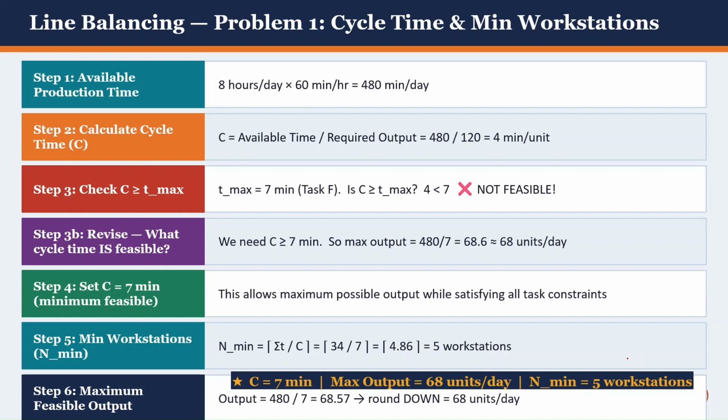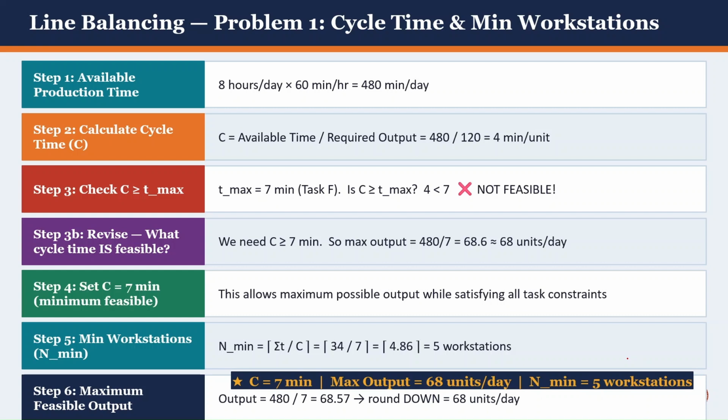Now these are the calculations. The first calculation is available production time. 8 hours a day gives us 480 minutes per day. So what is the cycle time available for one assembly? That is 480 divided by 120. This cycle time comes out to be 4 minutes per unit. So in a unit, I need to complete all the operations in 4 minutes.